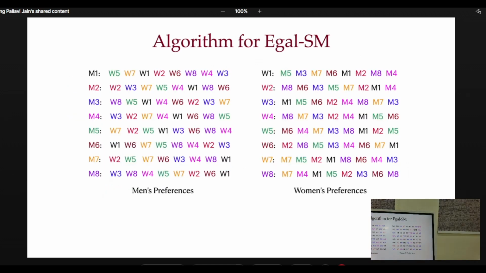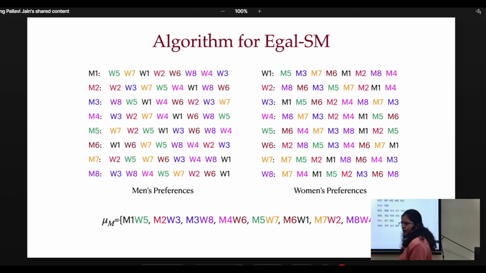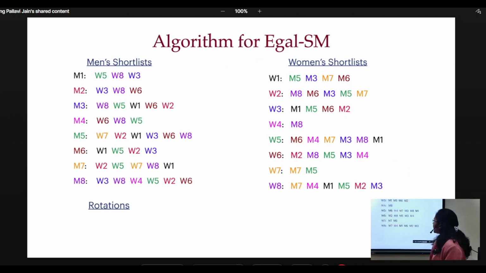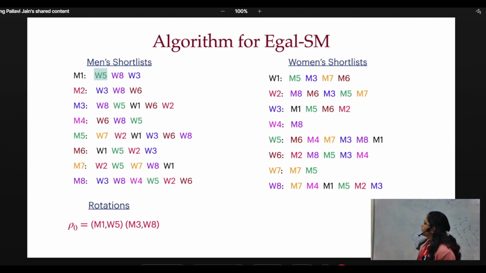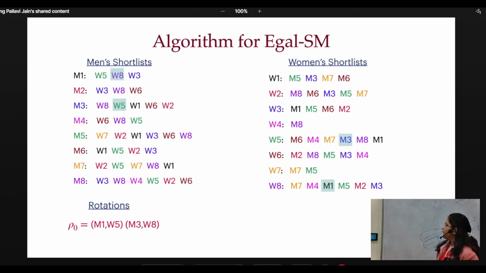So let's say these are the preference lists, and this is the man optimal matching. These are the shortlists, we don't need to compute them, just believe me. So one rotation here is M1 W5, M3 W8. What happened? M1's partner changed from W5 to W8. So W8's partner was M3 and it moved to M1. Now for M3, the partner changed from W8 to W5.